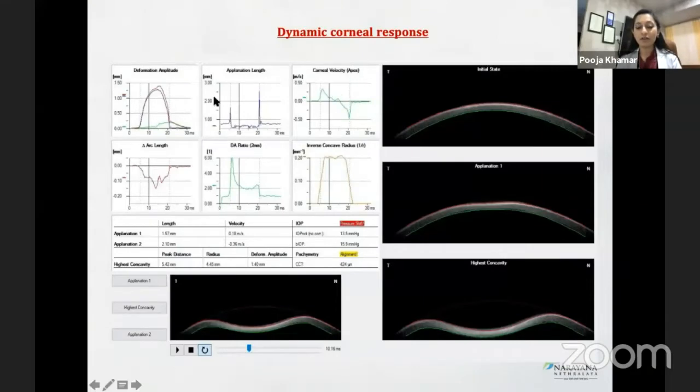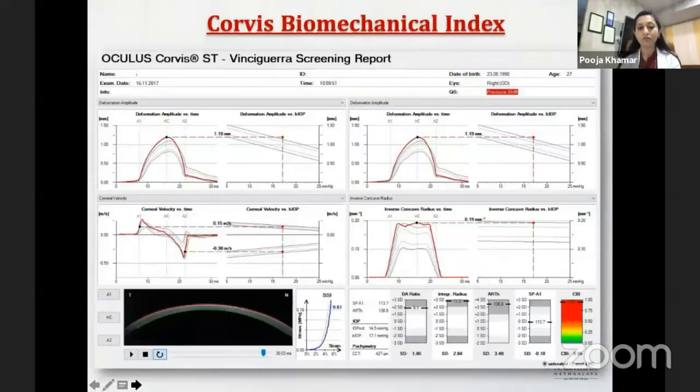So this is the dynamic corneal response map, where you can see the deformation amplitude, the applanation length, corneal velocity, the arc length, and the DA ratio. Basically, for the deformation amplitude value, they say that below 1.2 would mean the cornea is stronger. Anything more than 1.2 means the cornea is a little on the weaker side, and you need other parameters to take care of it. However, it has to be correlated to your corneal thickness, because the thinner the cornea, the weaker your biomechanics would be. So that might be a pseudo positive result. So you have to take your corneal thickness into consideration.